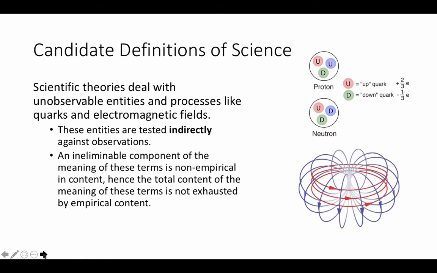So scientific theories deal with unobservable entities and processes all the time, like quarks. No one's ever seen a quark. Or electromagnetic fields. Can't see that either. You don't observe that. So these entities are tested indirectly against things that are observable, like the behavior of magnets or the iron filaments. So there's an ineliminable component of the meaning of these terms that is not empirical in content, in which case the total content of the meaning of these terms is not exhausted by empirical content. There's a non-observational or non-empirical or non-sensory component to the meanings of these scientific terms.